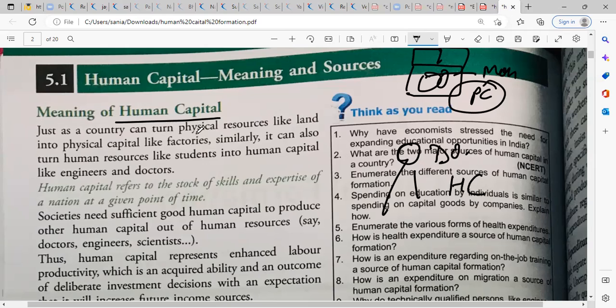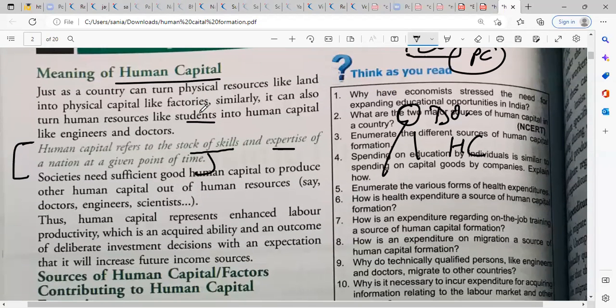So just as a country can turn physical resources like land into physical capital like factories, similarly it can also turn human resources like students into human capital like engineers and doctors, and they will earn money, so they are human capital now. So basically, human capital refers to skills. If you are skilled, that means you are human capital. If you don't have skills, then you are not human capital. So human capital refers to the stock of skills and expertise, like a person should be an expert in a particular field, of a nation at a given point of time. That is your human capital. Like how many skilled persons you have, how many experts you have in a country. That refers to human capital. Clear?